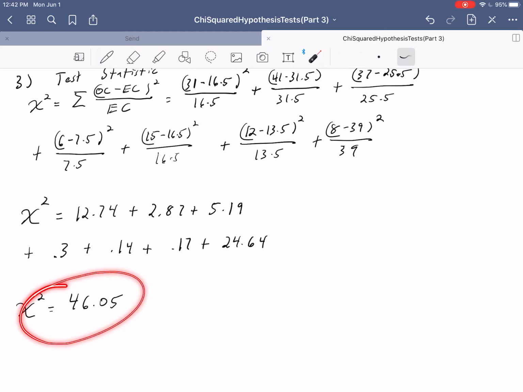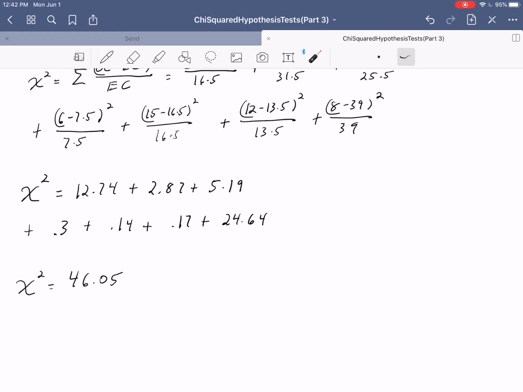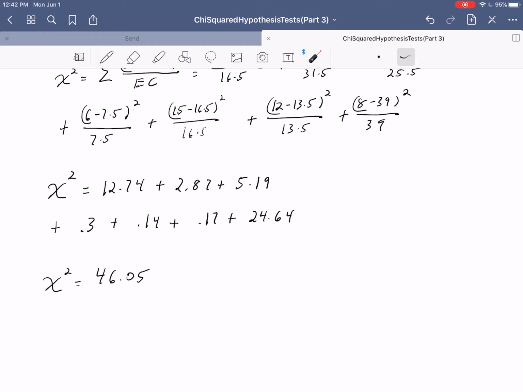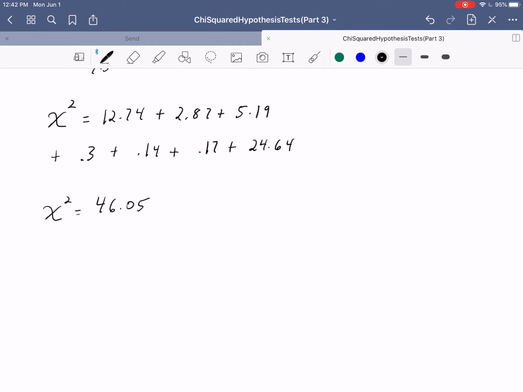Again, remember, if you were doing a T or a Z test and got something like 46.05, there's probably a computation error. But these chi-squared test statistics can sometimes turn out to be a lot larger, so this looks all good. All right, let's go ahead and get our p-value.